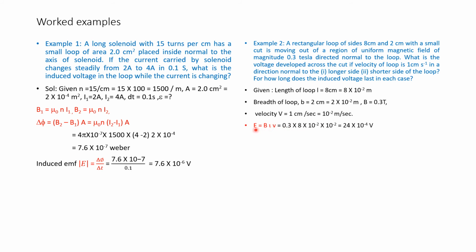We know the formula E is equal to BLV. So, here it is a straightforward substitution. 0.3 into 8 into 10 to the power of minus 2 into velocity, which is 10 to the power of minus 2. That is equal to 24 into 10 to the power of minus 4.